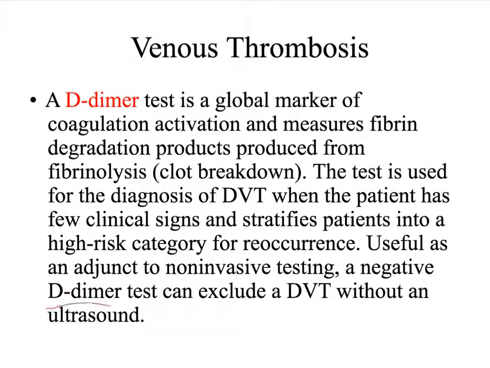A negative D-dimer would exclude a DVT. So if it's negative, then that means there is no clotting occurring in the body. That would tell us that there isn't a clot that we suspect. If it's positive, it supports that, yes, there is a clot.